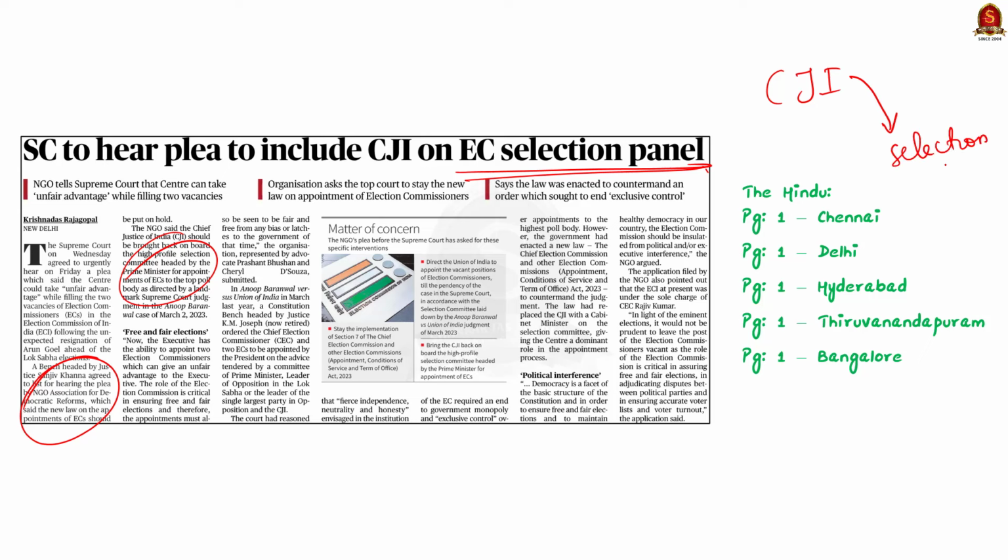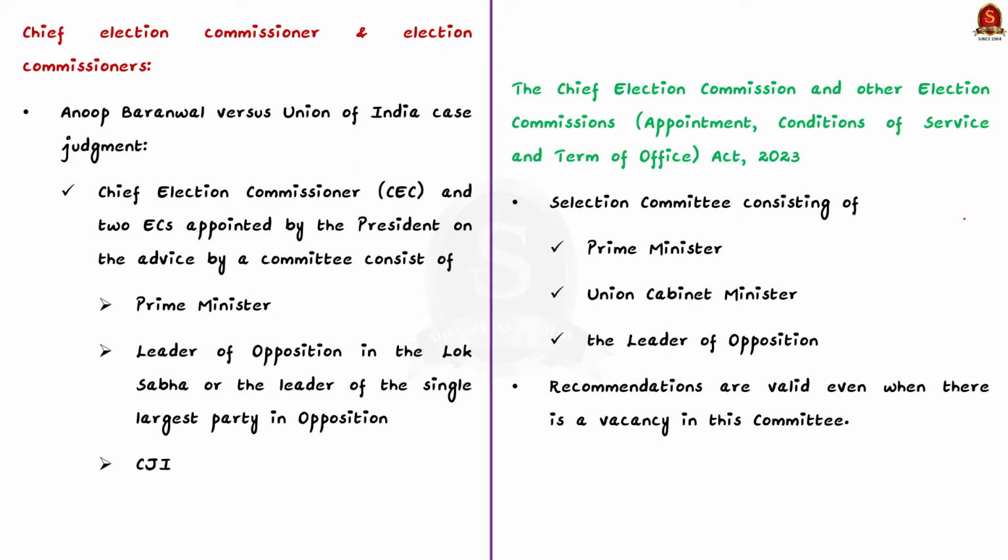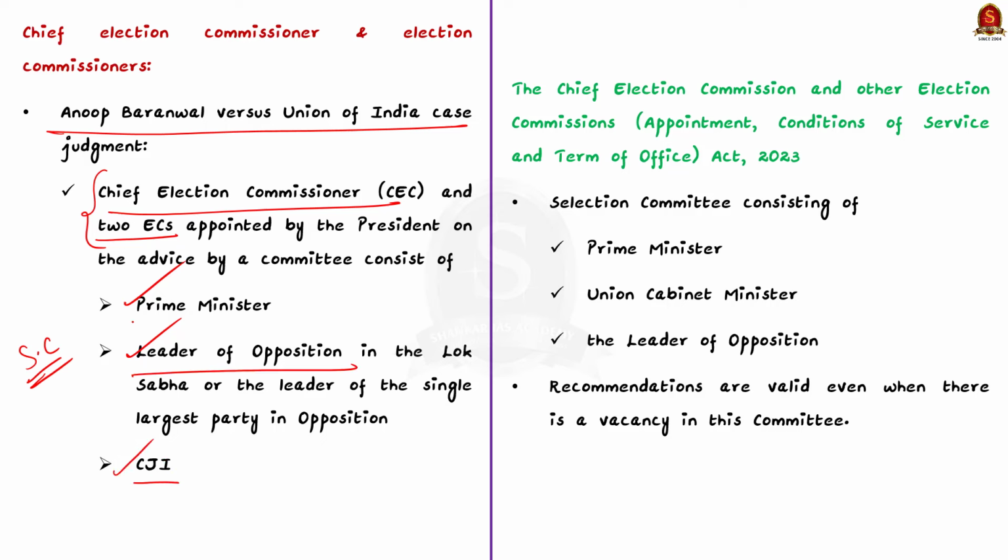So in this context, let us understand about the appointment of election commissioners. For this, we need to understand why there is a sudden buzz around the appointment process of election commissioners. See, in Anup Baranwal vs Union of India case last year, the Constitution Bench of Supreme Court has given an important judgment. According to the judgment, the Chief Election Commissioner and 2 election commissioners should be appointed by the President on the advice given by a selection committee. The selection committee should consist of the Prime Minister, Leader of Opposition and Chief Justice of India. This landmark judgment is based on Dinesh Goswami Committee on Electoral Reforms and Law Commission's report on electoral reforms.